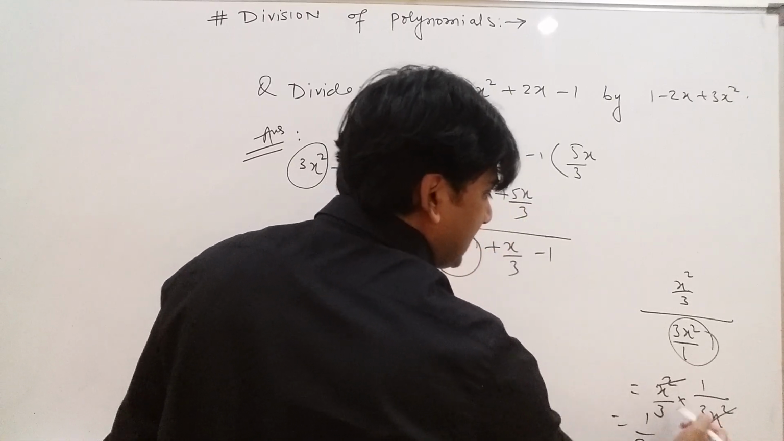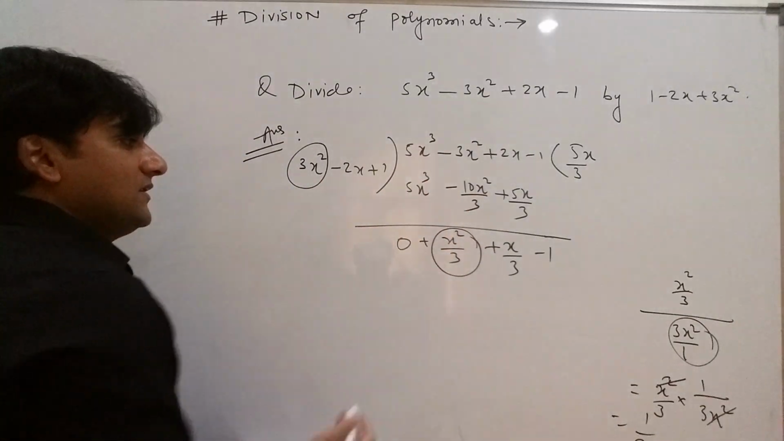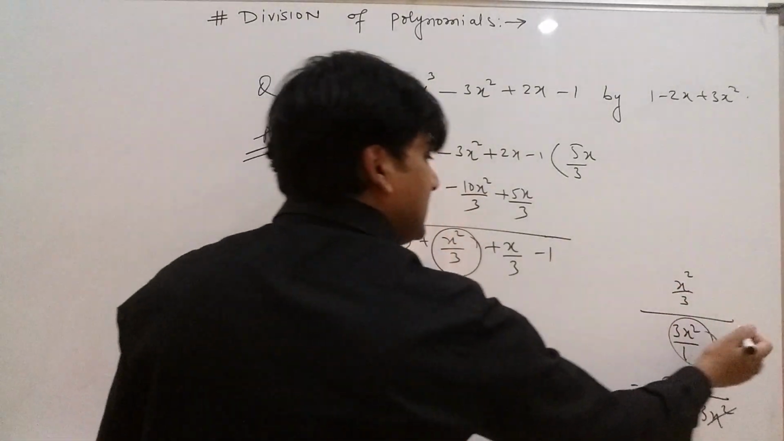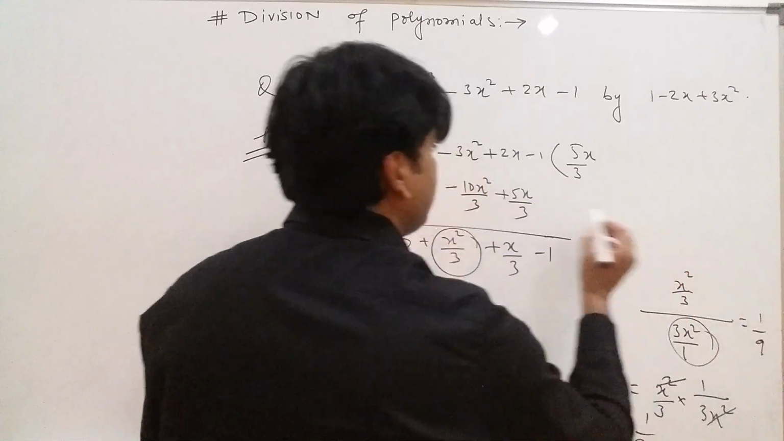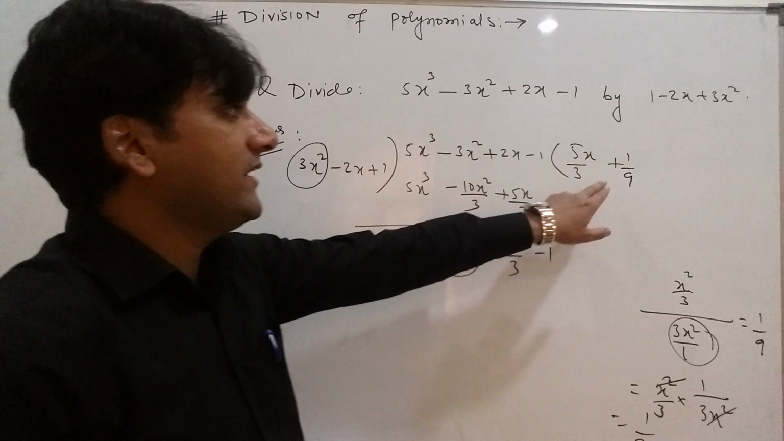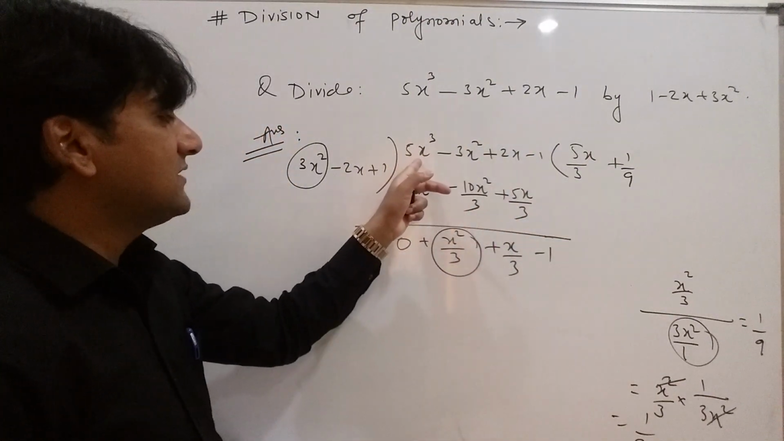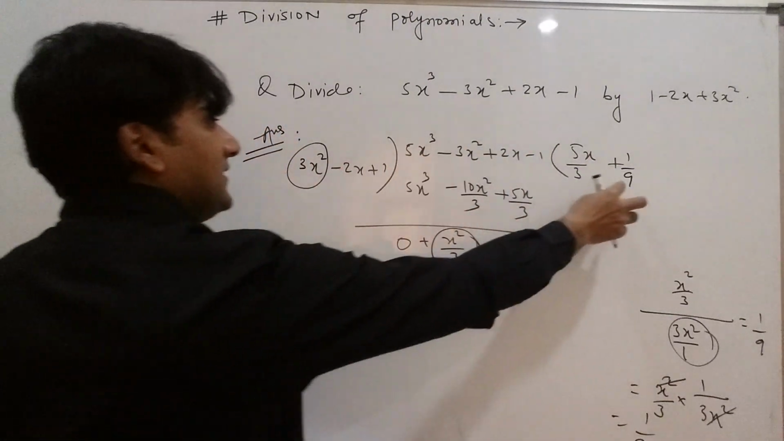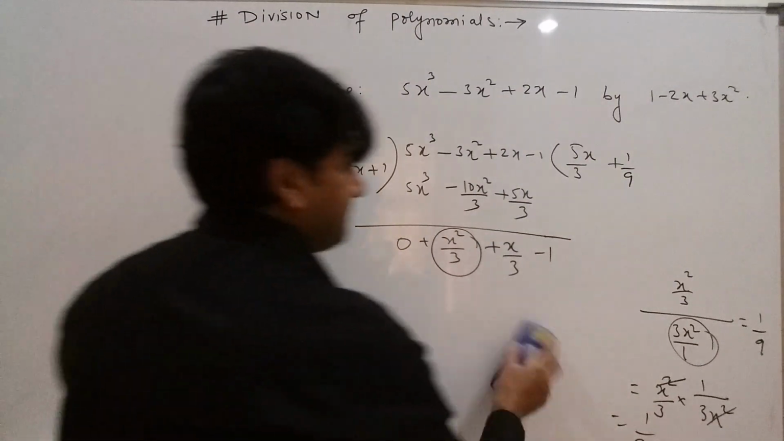1 over 3 times 3 is 9, right? So this over this, we got 1 over 9. It means we have to write 1 over 9 here. So how are you getting this one? You are dividing the first term of this and the first term of this, then you got 1 over 9.